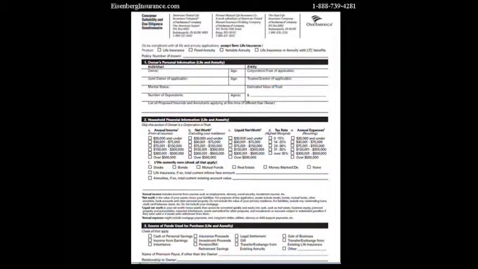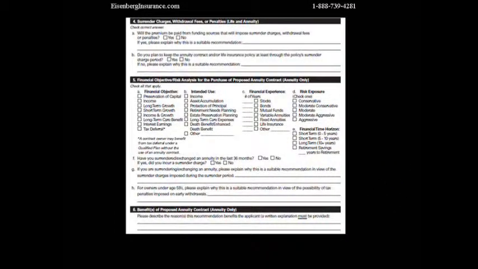The next three pages that we come to are the Consumer Suitability and Due Diligence Questionnaire. At the top of the page, please indicate that this is a life insurance or annuity application with LTC benefits. In Section 1, please include the owner's personal information. In Section 2, under Household Financial Information, please indicate the annual income, net worth, liquid net worth, tax rate, and annual expenses of the applicants.